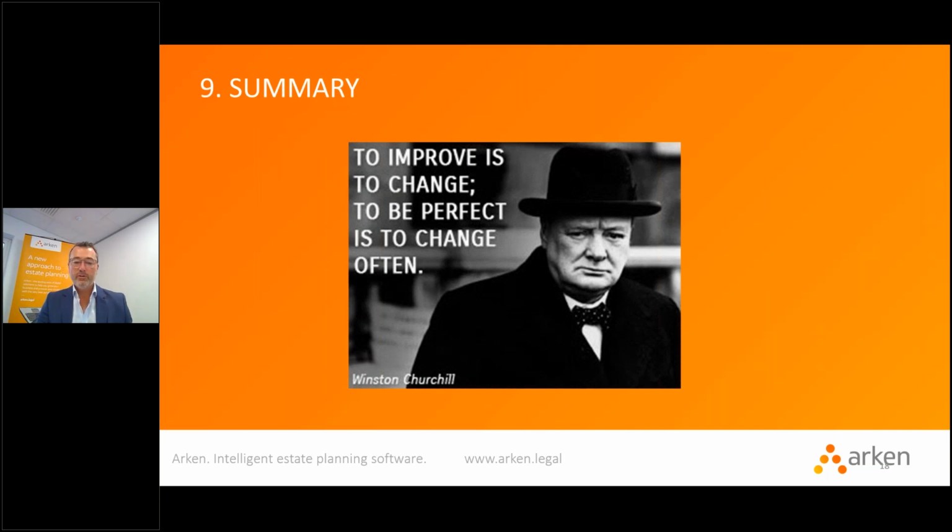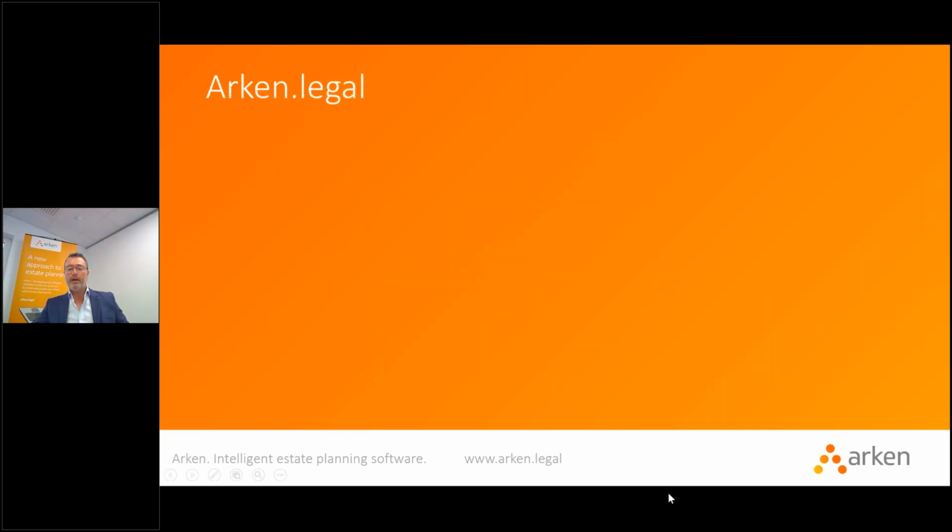Great quote: to improve is to change, to be perfect is to change often. And, you know, we live in changing times. So getting used to change and embracing change and using it as an opportunity is really important.